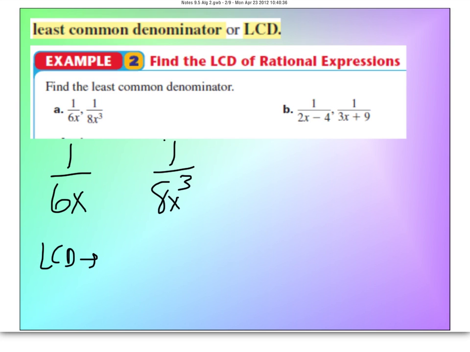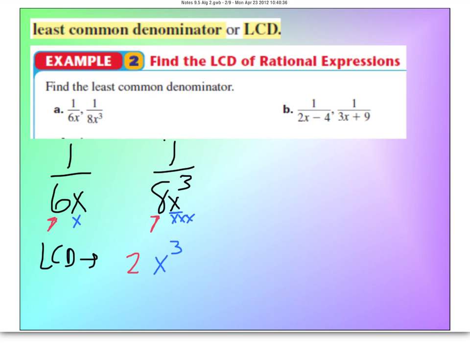To help us put it together, take a look at the x's. This has a single x, this has 3. They have to have the same number of x's. So the minimal number of x's both of them can have is 3, because this one already has 3. So my least common denominator is going to have an x cubed in it. Now number-wise, what is the smallest number 6 and 8 could both make through multiplication? It should be 24.